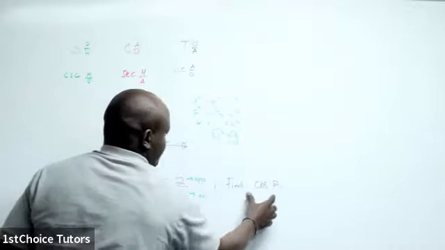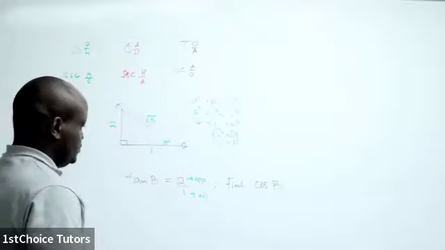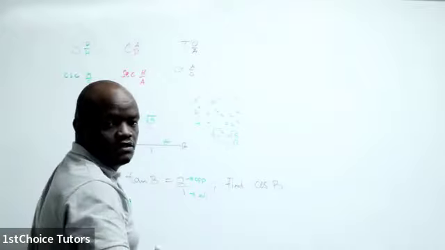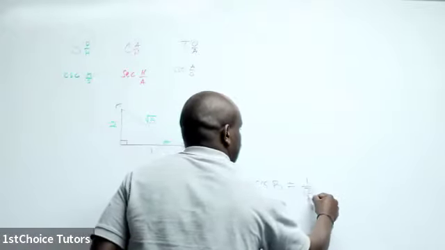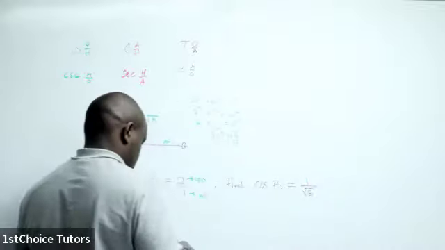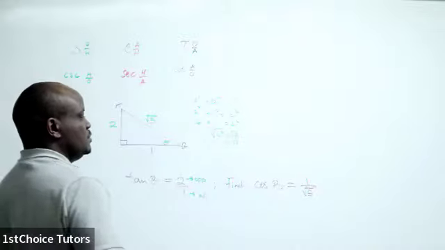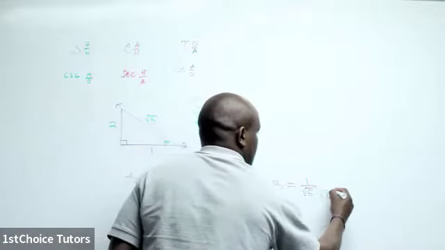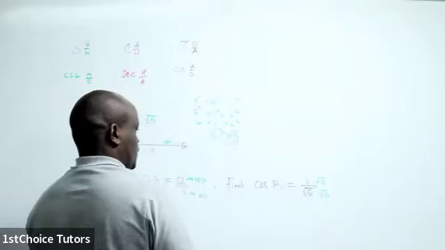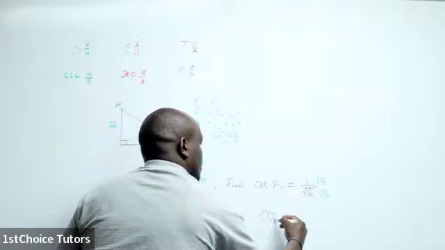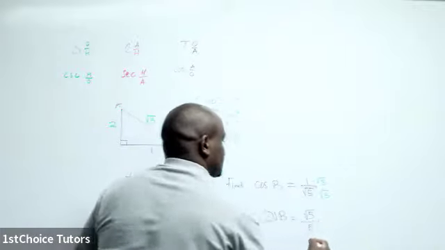We want cosine B, the cosine of this angle here. Cosine is what over what? Adjacent over hypotenuse. Yes, sir. So 1 over the square root of 5. Can't keep the square root in the denominator. So we multiply by the square root of 5, both the top and the bottom. So it's 1 times the square root of 5 over 5. It becomes just root 5 over 5.